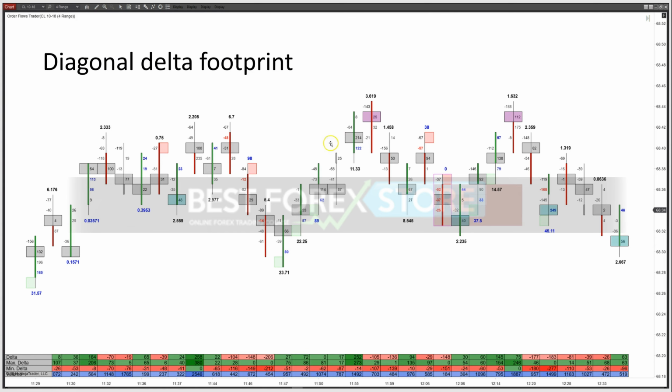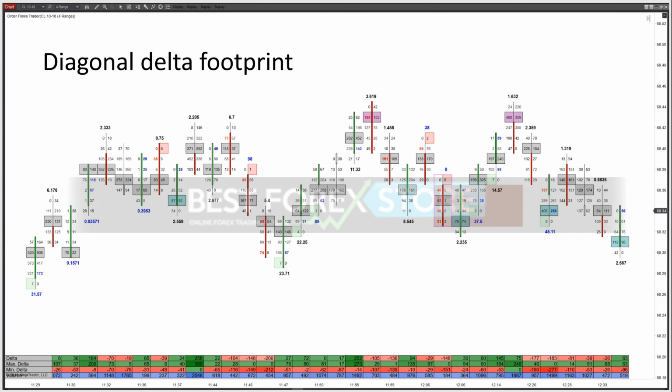You can see it here, again, negative delta on the left-hand side, positive delta on the right-hand side. And you can see here where you got some imbalances. As markets go up, you got buying imbalances. As the markets go down, you tend to have the selling imbalances.